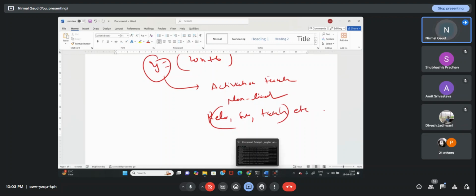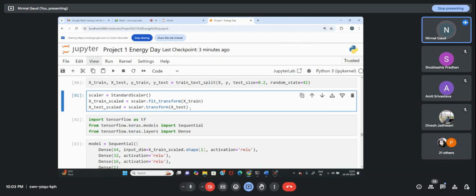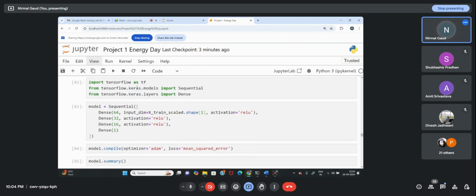So in the code, I first performed the transformation, scaled my data, then I am using TensorFlow as a framework. TensorFlow is a deep learning framework. PyTorch also. There are many frameworks. Here I am using TensorFlow. For example, for machine learning you have sklearn, scikit-learn. For deep learning, you have TensorFlow and PyTorch, two famous frameworks.